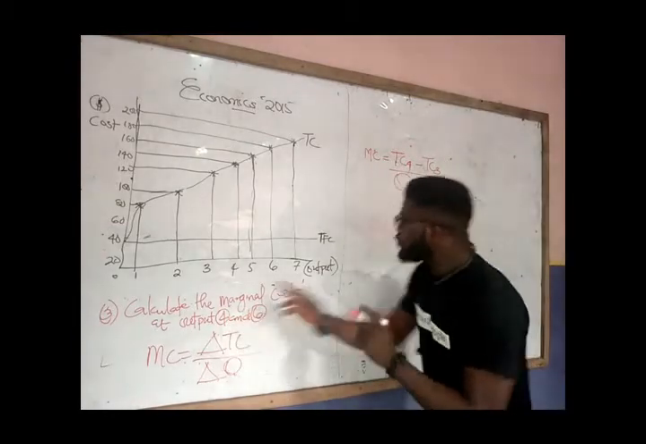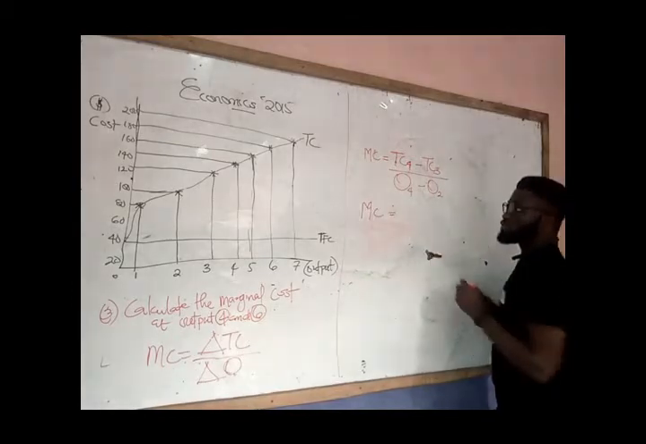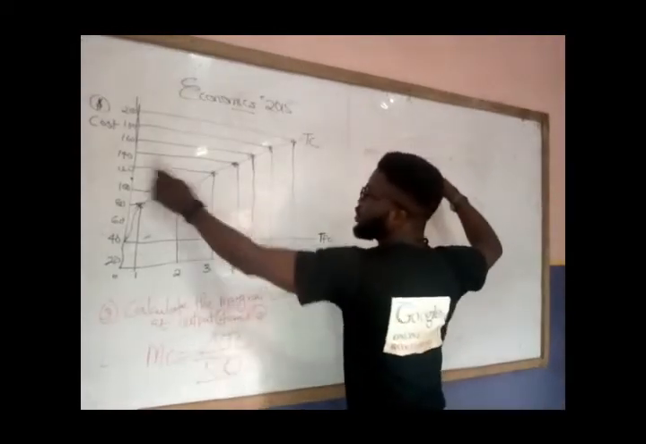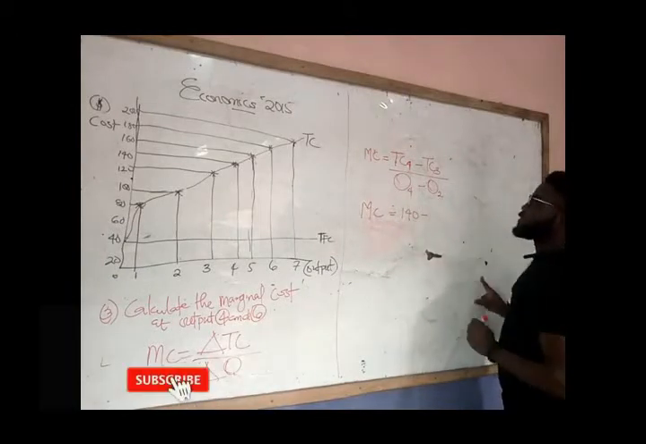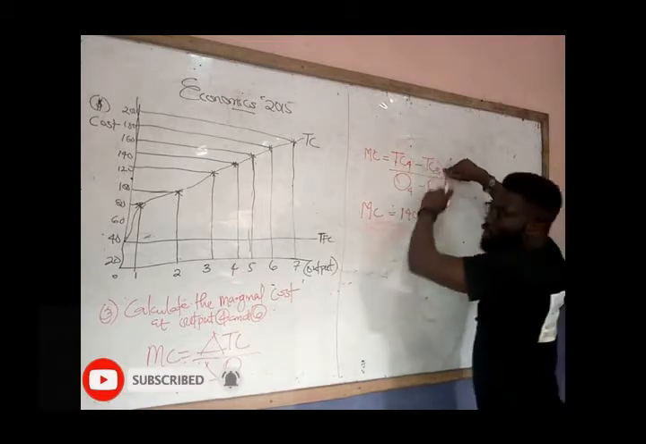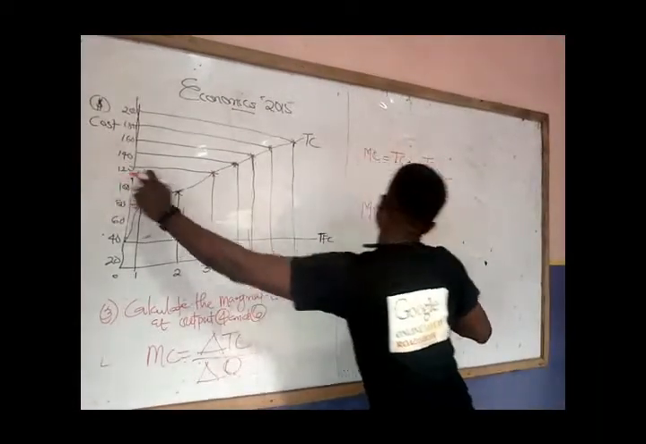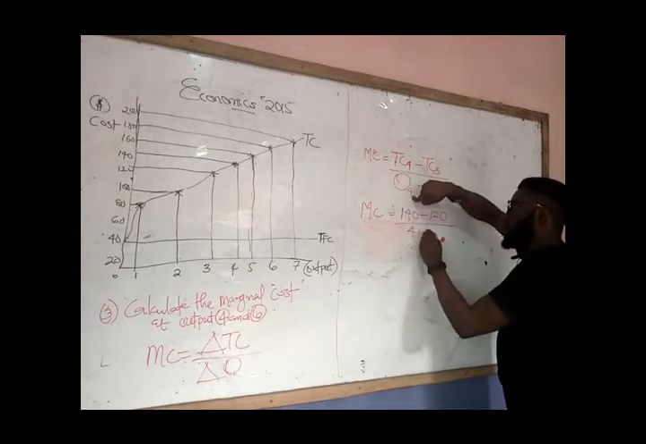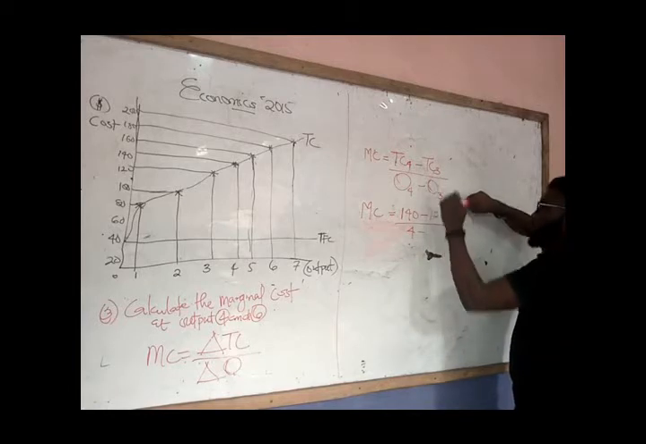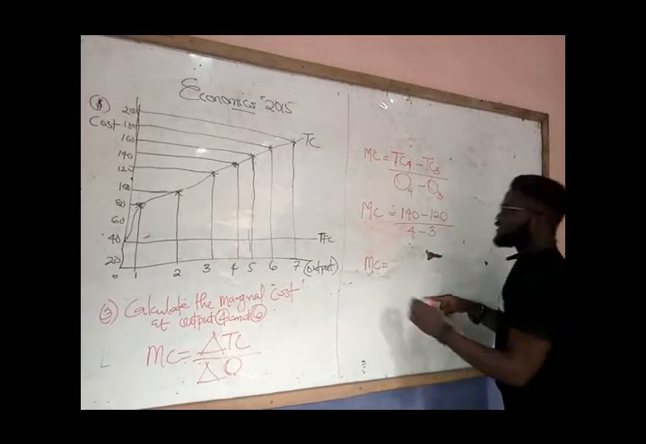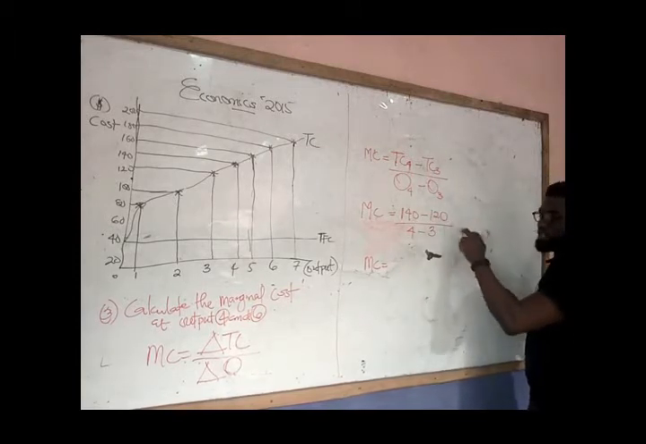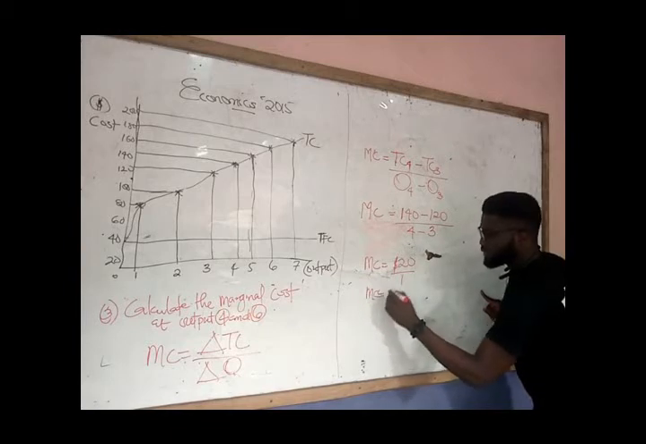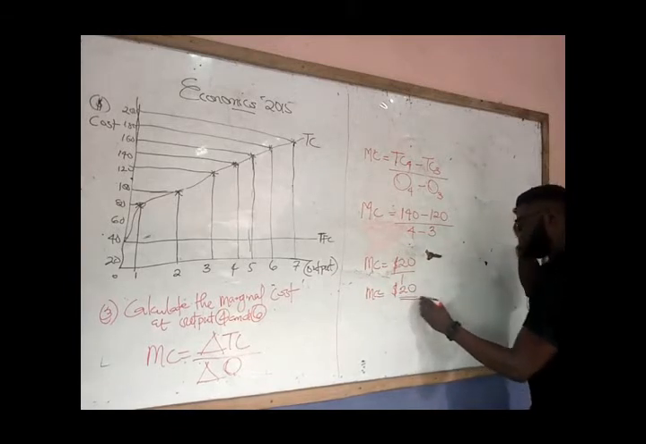Now for this case, you come here, you say MC equals, not your normal MC, MC here means marginal cost. So now TC4 is what? 140. You say 140 minus what is total cost 3? You come again at total cost 3. What do we have? We have 120. You say 120 over 4 minus 3. So therefore, your MC equals this one minus this one: 140 minus 120 is $20, divided by 1. Therefore, your MC is $20.